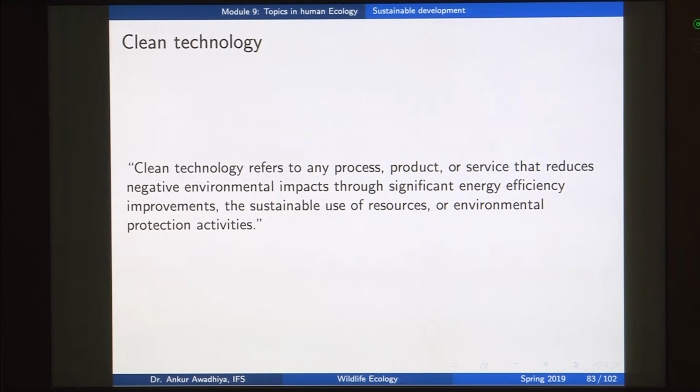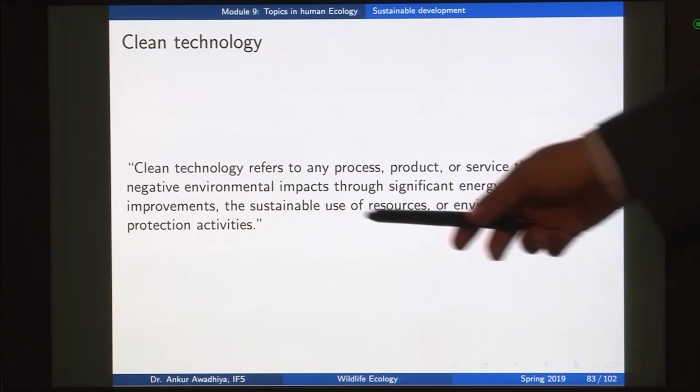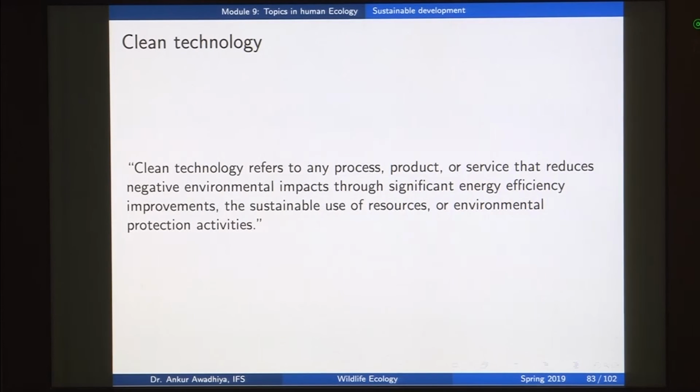So, sustainable use of resources, such as if you are having say petroleum and you are using it for making something and you are able to increase the efficiency. So, from say 1 liter of petroleum, you were earlier able to make 300 grams of plastic. Now, in place of 300 grams of plastic, you are able to make say 400 grams of plastic. So, that will be a more sustainable use of resources because of an increase in the efficiency. Or environmental protection services such as wastewater treatment or say effluent treatment and so on.